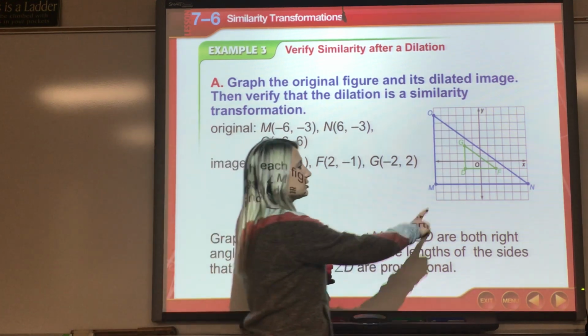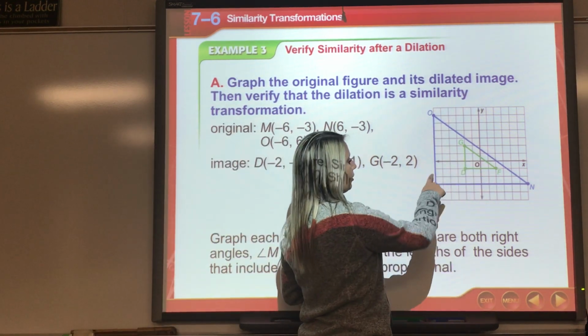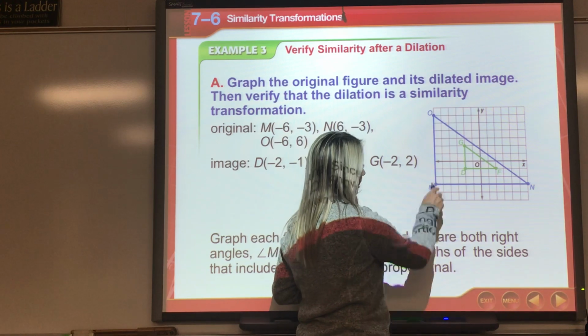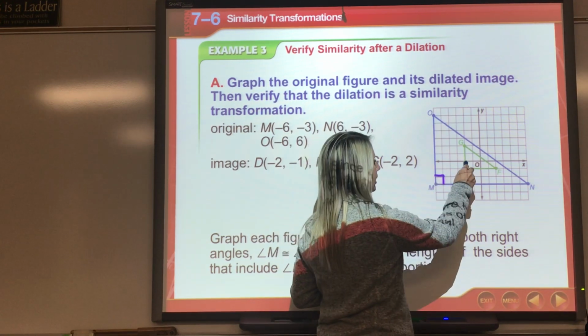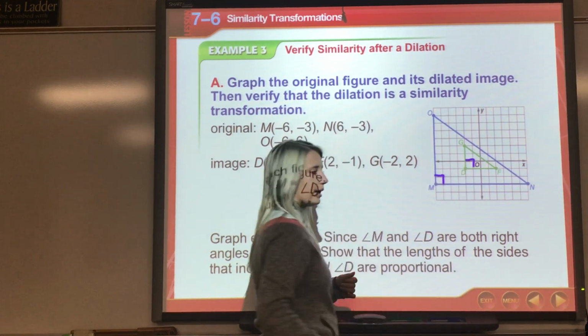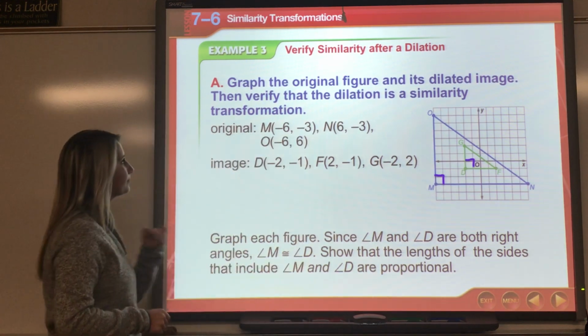And then also, these are both right angles. So we know that this measure, or the angle M, is a right angle, and this angle D is a right angle. And we're going to use that in just a second.